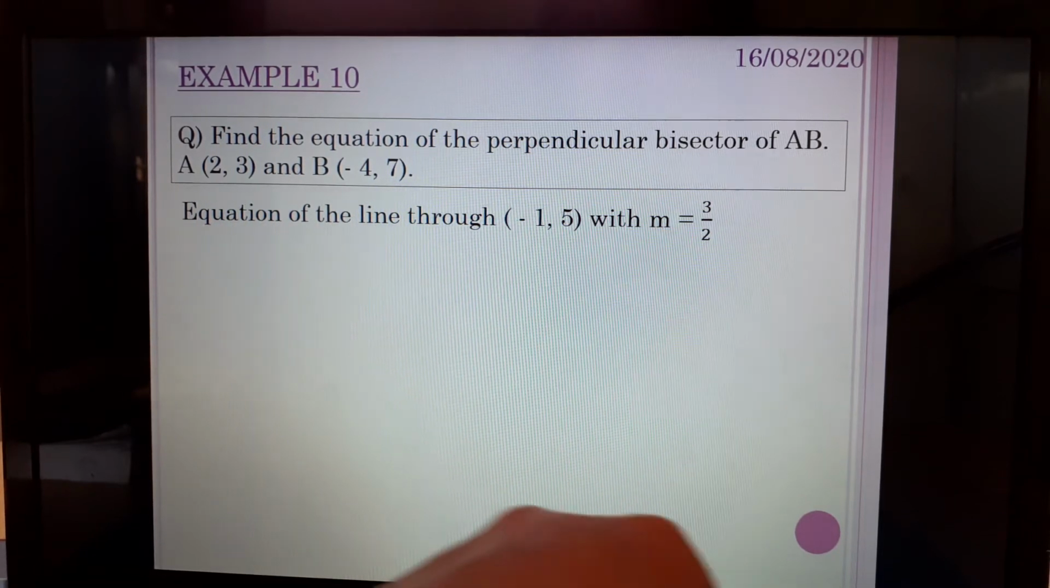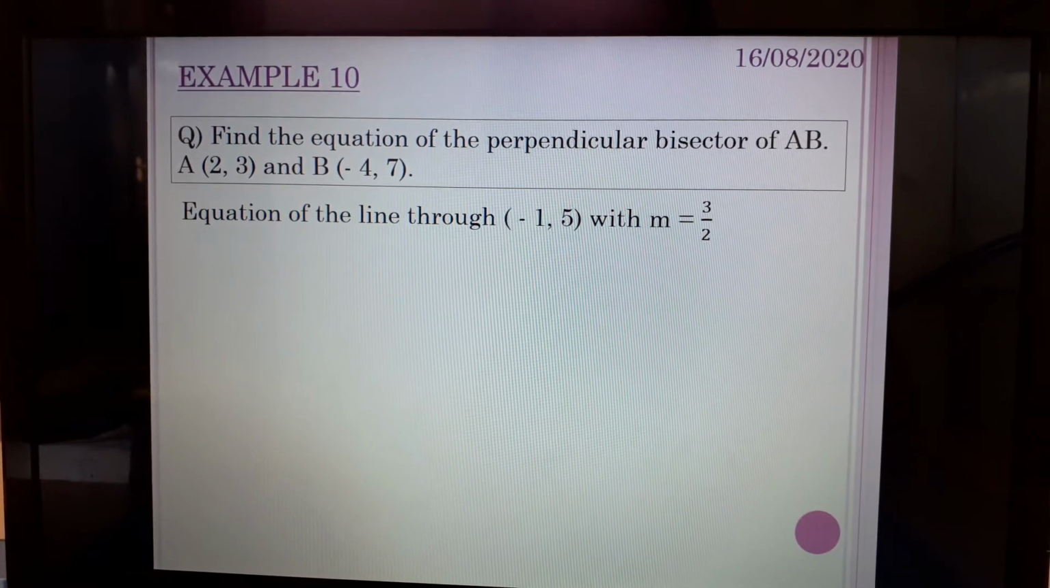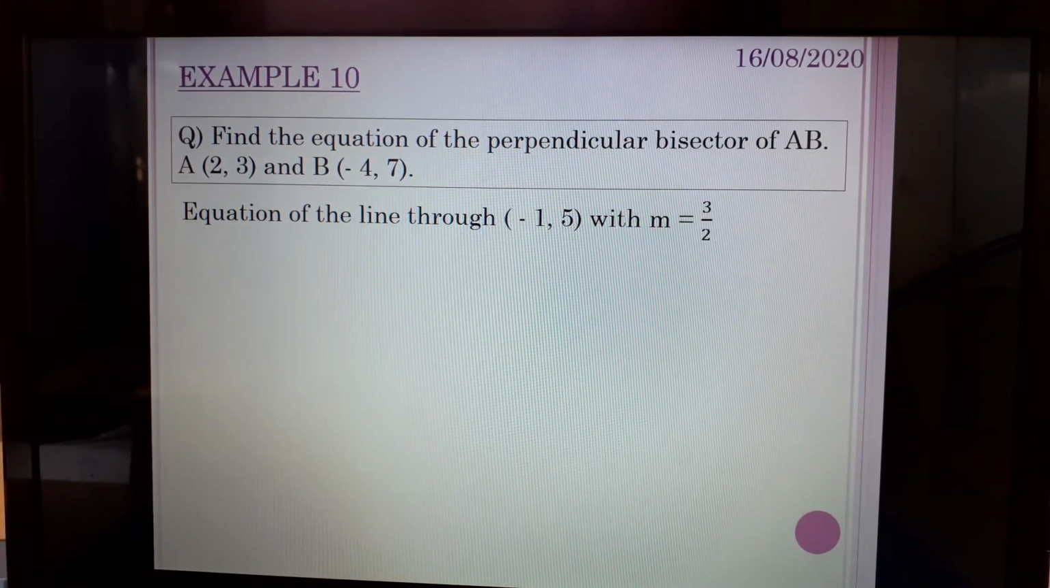So there I've summarised it. We've now got the coordinate, which is -1, 5, and the gradient, which is 3 over 2, and we're now going to find the equation of that line.